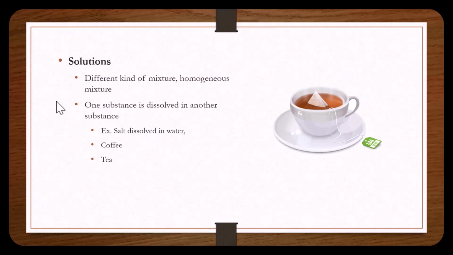Another type of mixture is called a homogeneous mixture. A homogeneous mixture means the solution has the same composition throughout the solution. Examples of this would be when salt is dissolved in water, or someone makes a cup of coffee or a cup of tea.